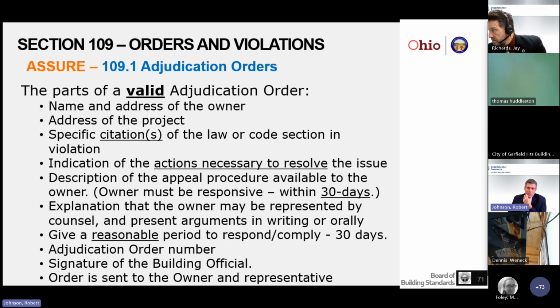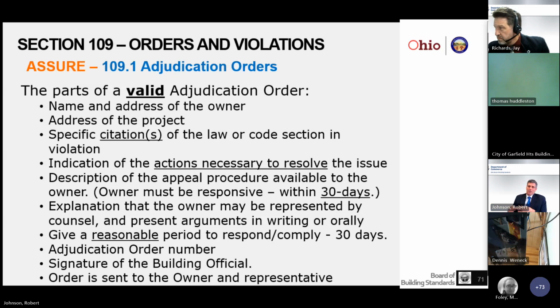They have to reply within 30 days of the date of the mailing. Explanation that the owner may be represented by counsel and present arguments in writing or orally. Give a reasonable period of time to respond. Most of the time that's going to be 30 days. Building official may choose to give 60 days. It's really up to the building official to decide how long it takes for something to be complying with.